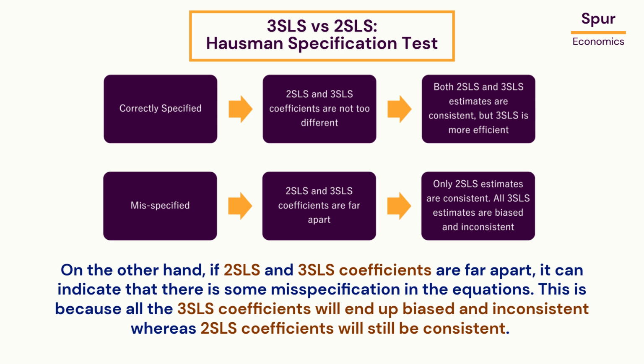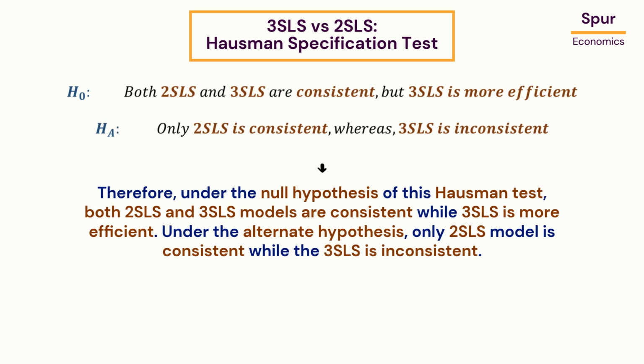On the other hand, if 2SLS and 3SLS coefficients are far apart, it can indicate that there is some misspecification in the equations. This is because all the 3SLS coefficients will end up biased and inconsistent, whereas 2SLS coefficients will still be consistent. Therefore, under the null hypothesis of this Hausman test, both 2SLS and 3SLS models are consistent while 3SLS is more efficient. Under the alternate hypothesis, only 2SLS model is consistent while the 3SLS is inconsistent.